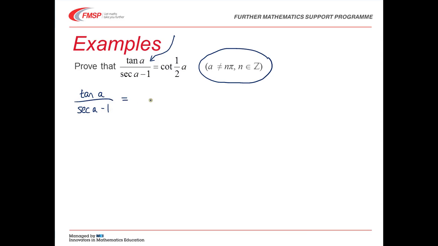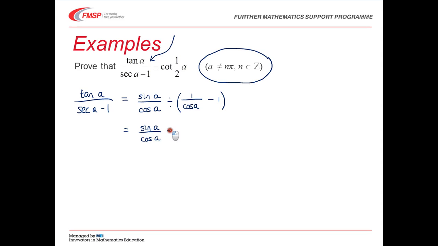What to do? Well, start by the only thing you can do, which is to rewrite both tan and sec in terms of sine and cos. So that's tan, and we're dividing by sec A minus 1. And sec is 1 over cos, so that's 1 over cos A, take away 1. Now that looks really horrible, but it's fairly obvious what you need to do to it. We need to tidy it up and make it look nicer.